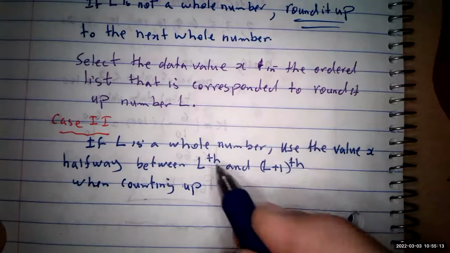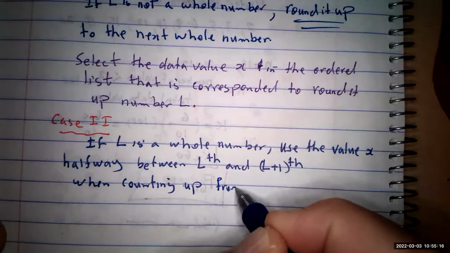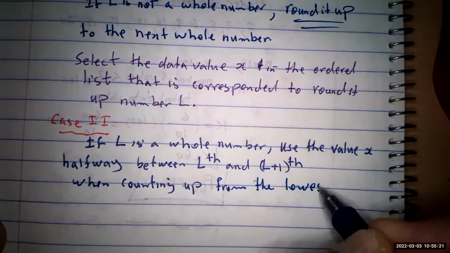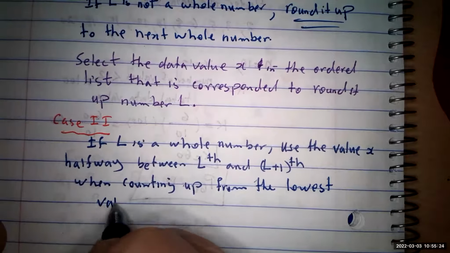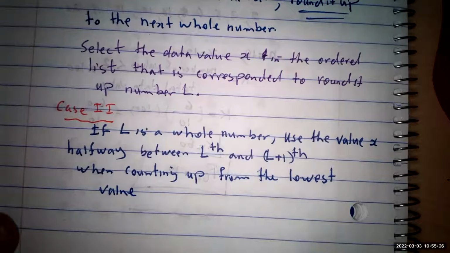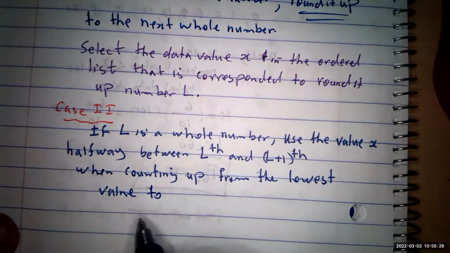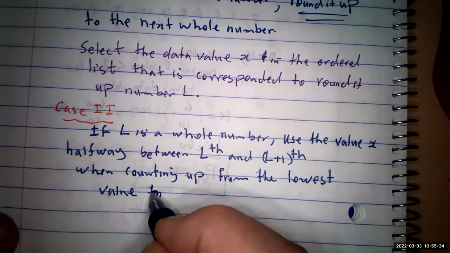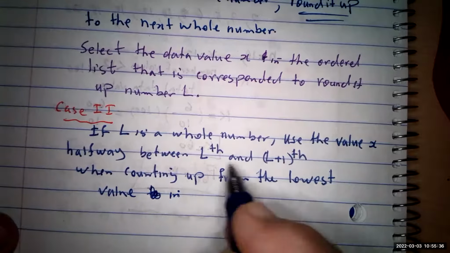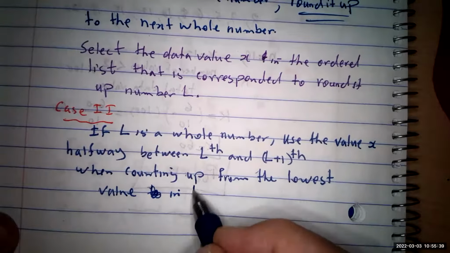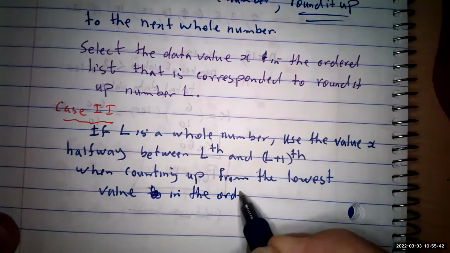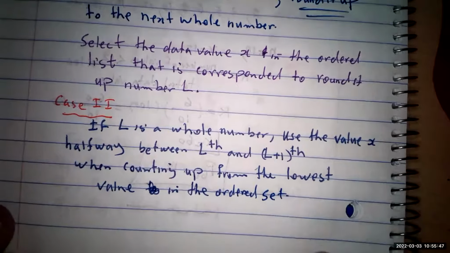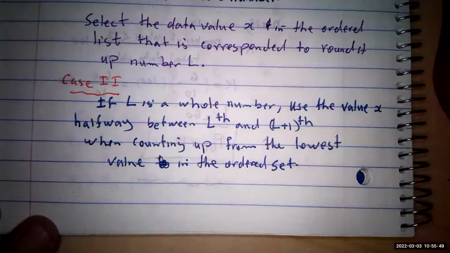Okay, counting up from the lowest value to the highest. From the lowest value, this means in the order set. I already explained that, but in the ordered set. So basically, this will happen.